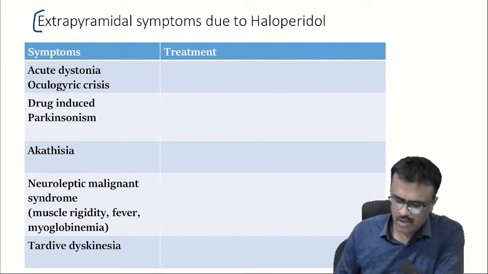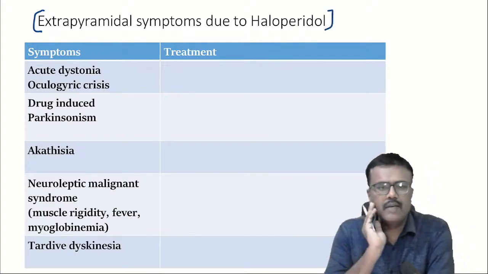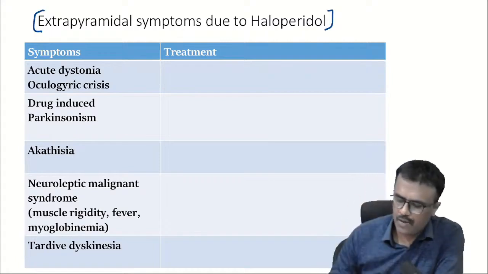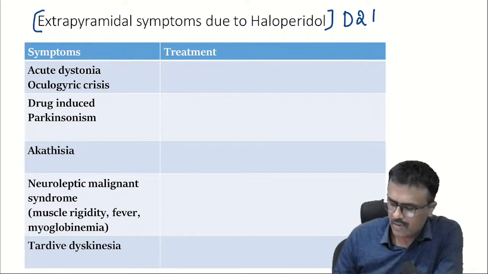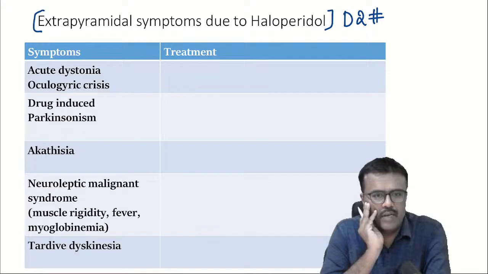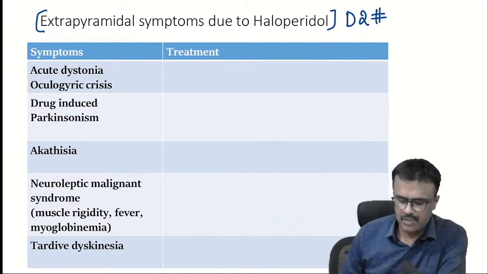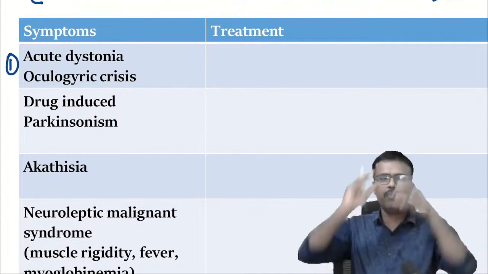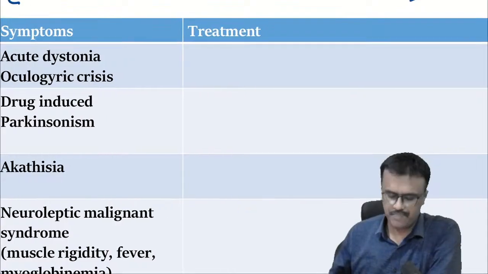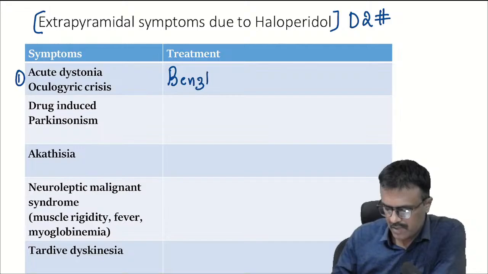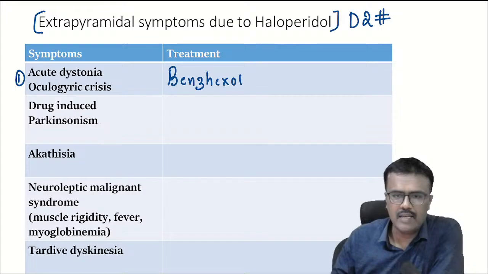Now the next question commonly tested in the exam is the extrapyramidal symptoms caused by haloperidol. Haloperidol is a typical antipsychotic, meaning it blocks dopamine receptors. What will happen when you block dopamine? The first thing that happens is acute dystonia, or the upward rolling of the eyeball, oculogyric crisis. The treatment is the anticholinergic benzhexol. Another name for benzhexol is trihexyphenidyl.